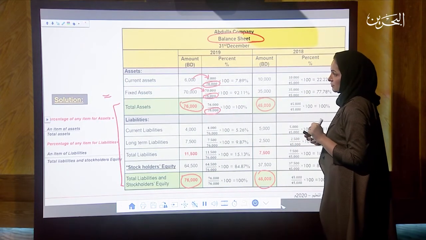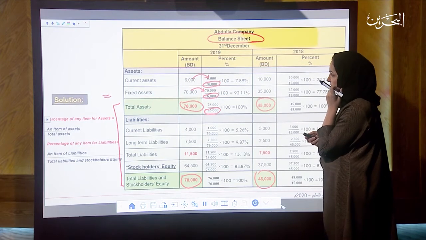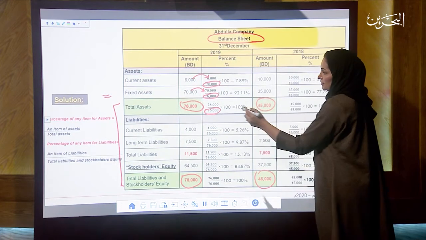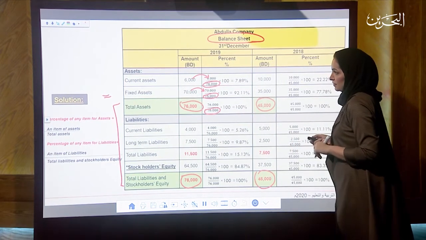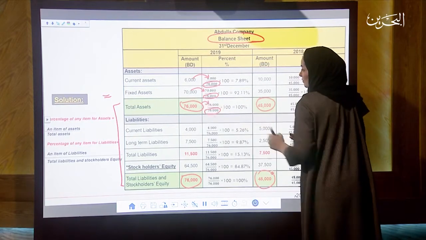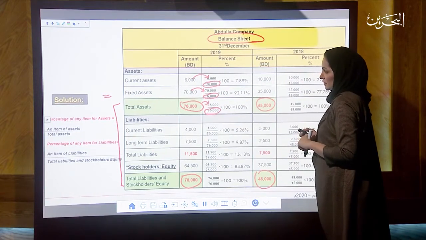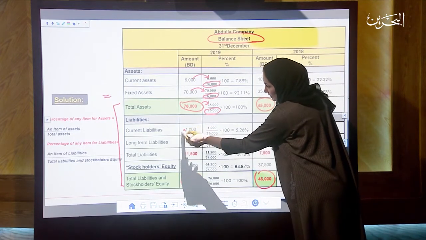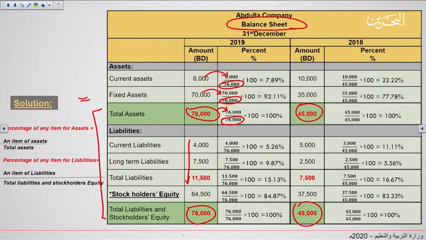70,000 divided by 76,000 multiplied by 100 equal 92.11. The same as total assets. Okay, just we copy the amount divided by the same number. Okay, let's do the same for the current liability, long-term liability. Let's do stockholders' equity, the same. So, this one equal this one, so all base will be the same.